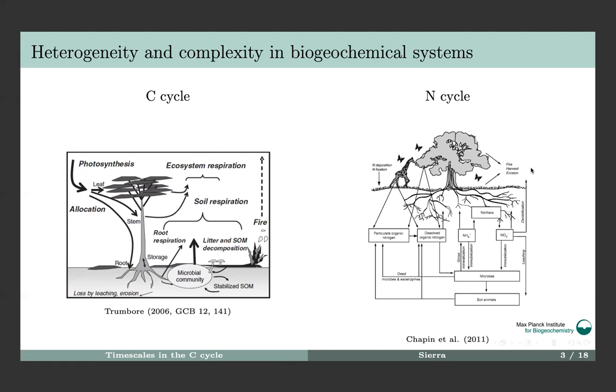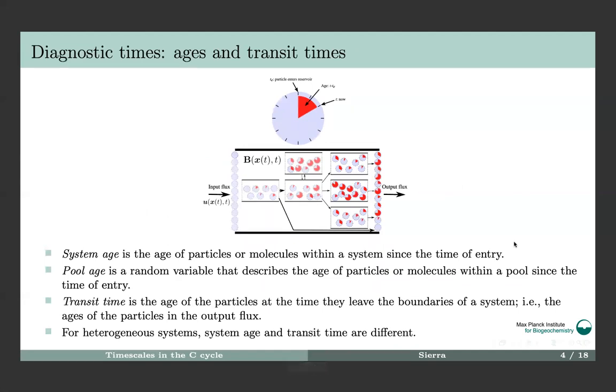So let's think, for example, about the time that it will take carbon atoms to travel through the whole ecosystem, from the time they are fixed by photosynthesis until they are respired back to the atmosphere. Or the same for the nitrogen cycle: how long would it take for nitrogen that is fixed to travel through the whole ecosystem until it is lost? And for that, we use these concepts of ages and transit times. To understand these concepts, let's think about them in a very abstract, general way.